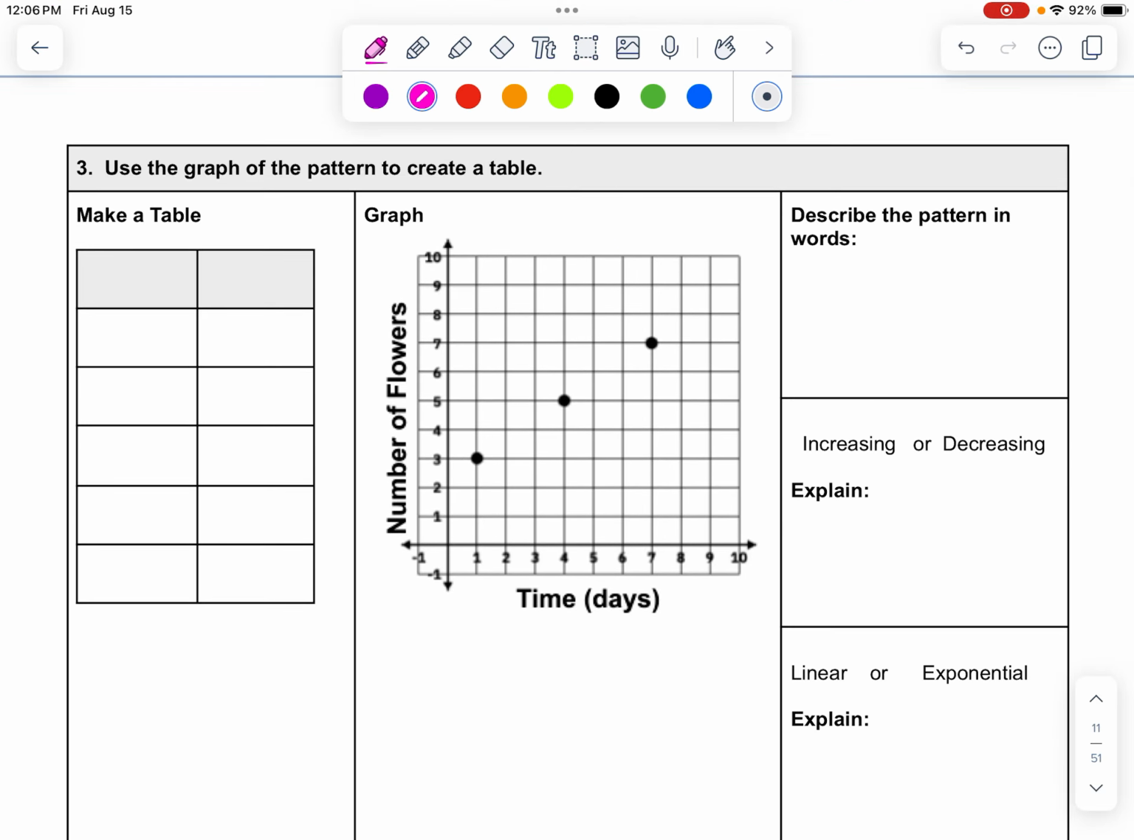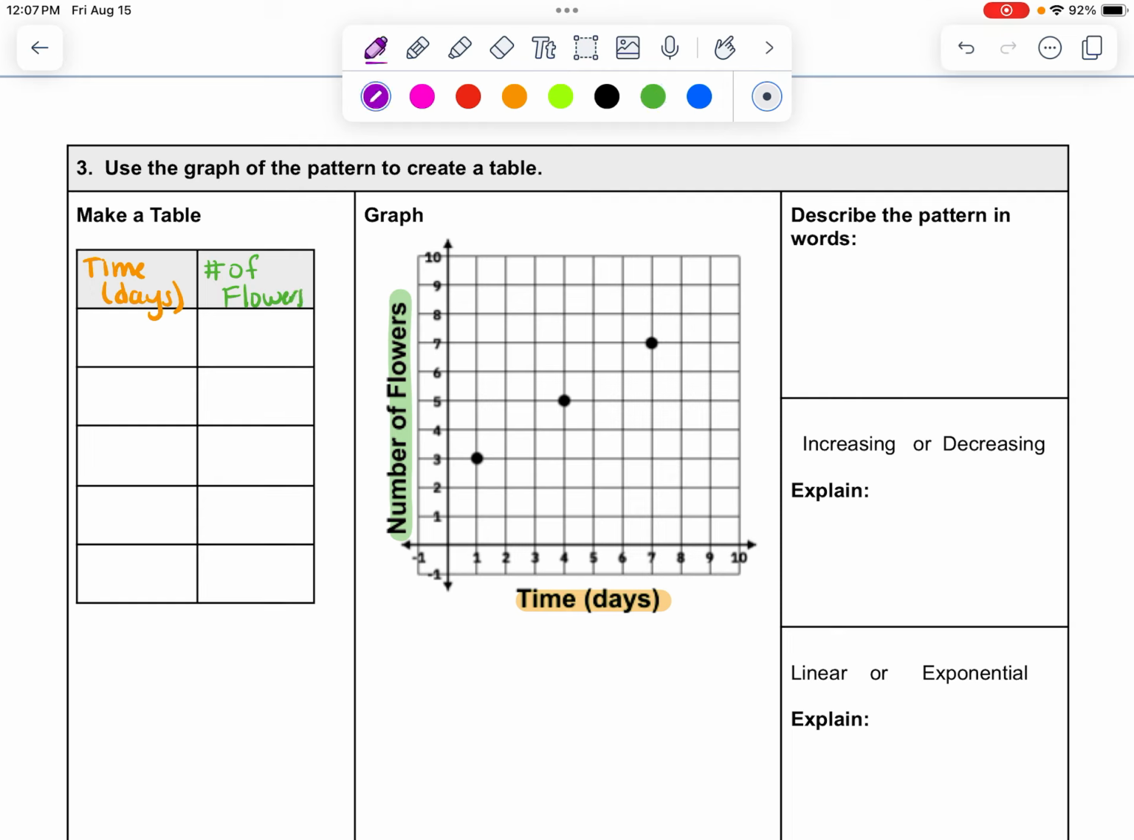Last problem of these notes. Use the graph to make a table. So this time we're kind of going backwards. We're starting with a graph and we're going backwards instead of starting with a table and going forwards to a graph. Let's start with the labels. These input labels go on the left side of the table. So I would write time in days here. And the output labels go on the right side of the table. So I would write number of flowers here.